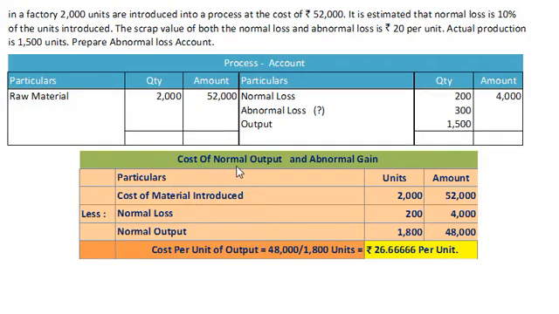And here is the working. Cost of normal output and abnormal gain. Particulars, units and amount. Cost of material introduced 2000 units with 52,000 rupees. Less normal loss 200 units and 4,000 rupees as per the information given. So finally our normal output amounts to 1800 units and 48,000 rupees. So our cost per unit of output is equal to 48,000 divided by 1800 units, amounts to rupees 26.666 per unit.